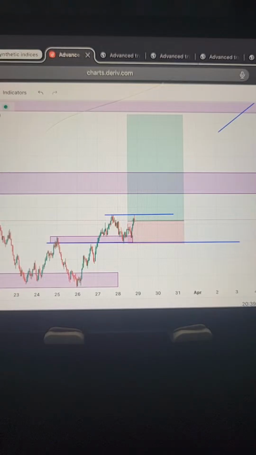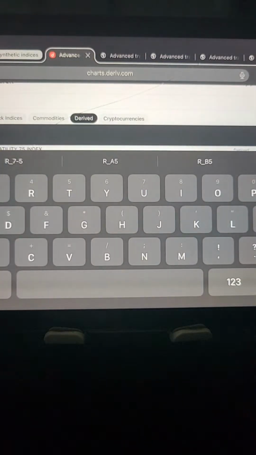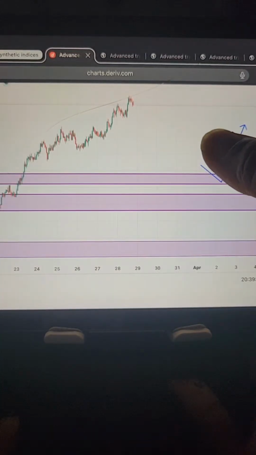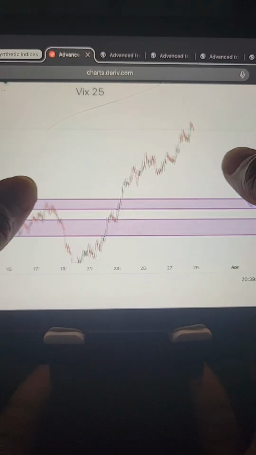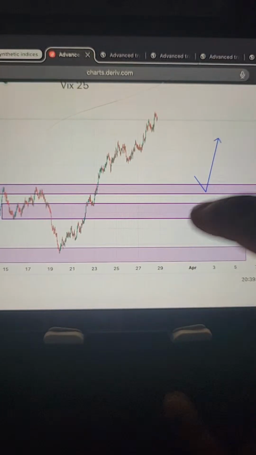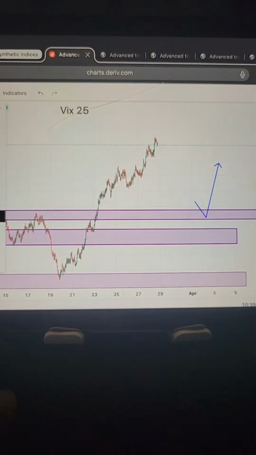I also have eyes on volatility 25. So let me show you guys what is happening on volatility 25. Volatility 25 is another asset that you should be trading as a newbie, because it has a clean price action, and price always respects key levels. So if you are trading Forex before and you want to start trading volatility 25, then that is also a good asset for you to trade as a beginner.